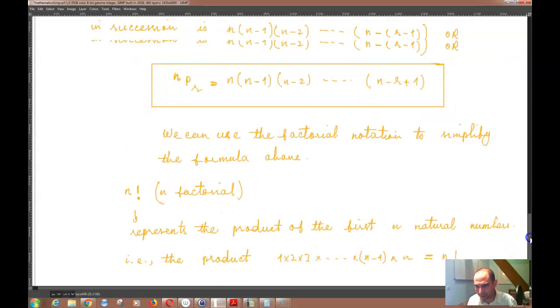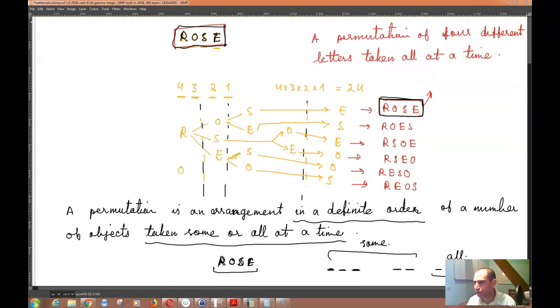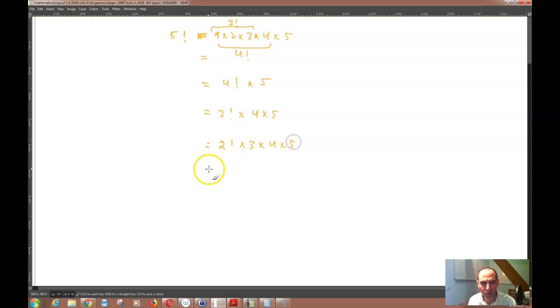By that logic, you can write 5 factorial as 1 times 2 times 3 times 4 times 5, which is 4 factorial times 5. Or you can write this as 3 factorial times 4 times 5, or 2 factorial times 3 times 4 times 5, or 1 factorial times 2 times 3 times 4 times 5.